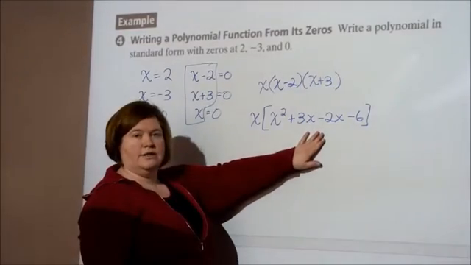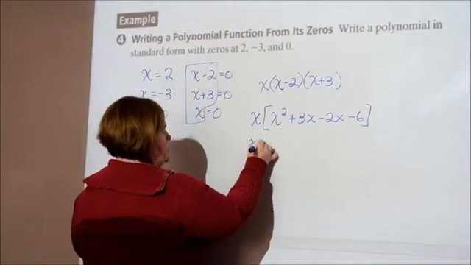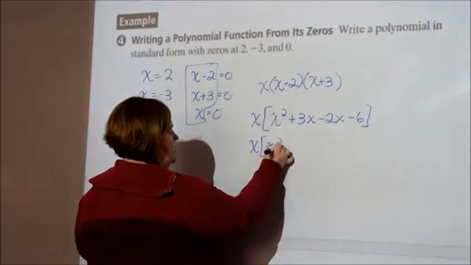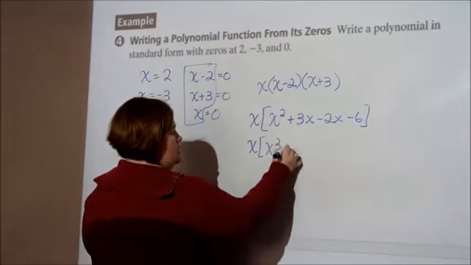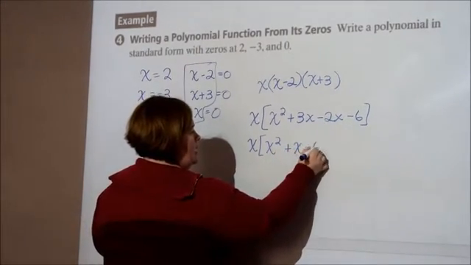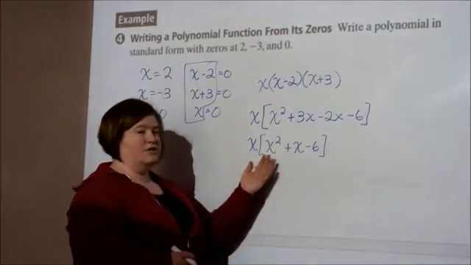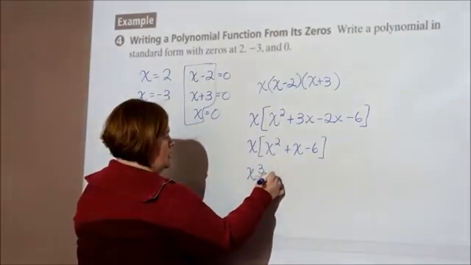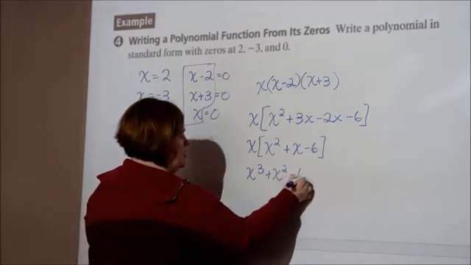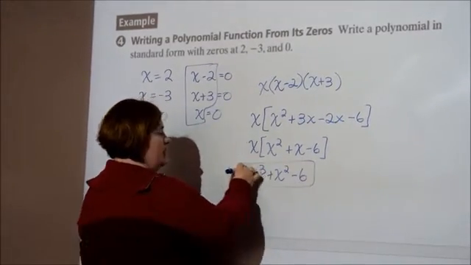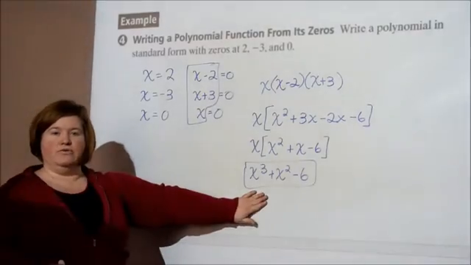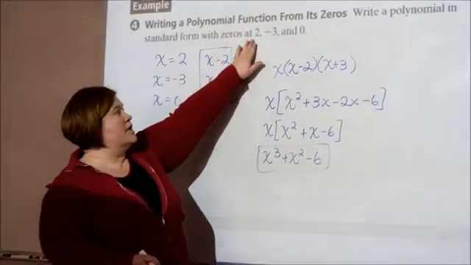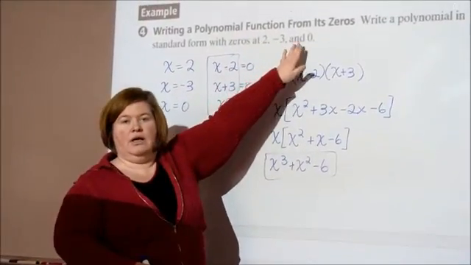We can combine some like terms here. So this x is multiplied by x squared. 3x minus 2x is just 1x. And minus 6. And now share the x with each of these terms. X cubed plus x squared minus 6. There's our polynomial written in standard form that has zeros at 2, negative 3, and 0.